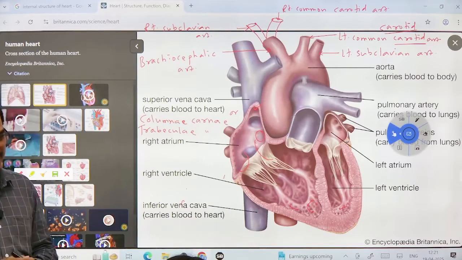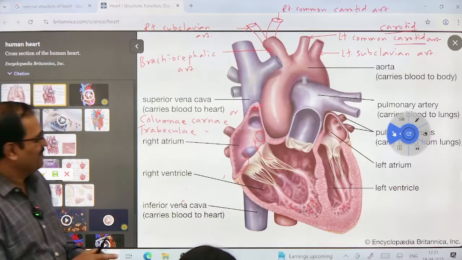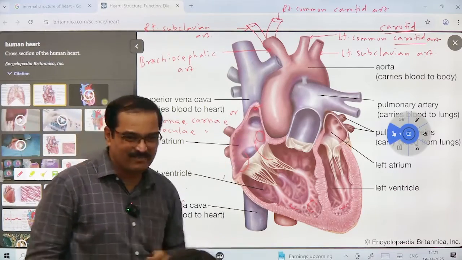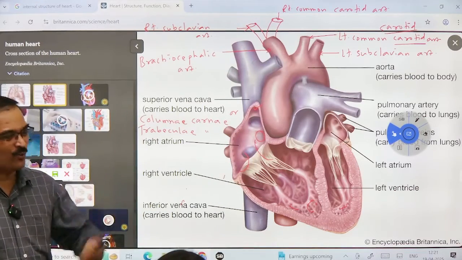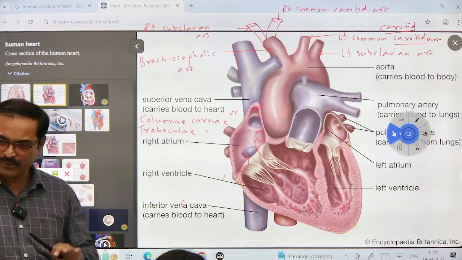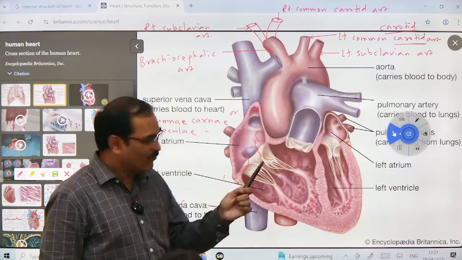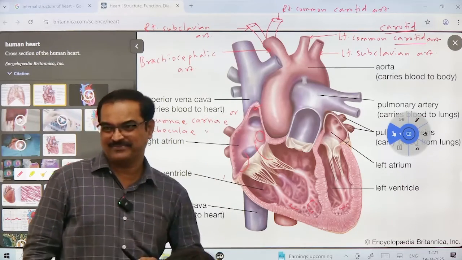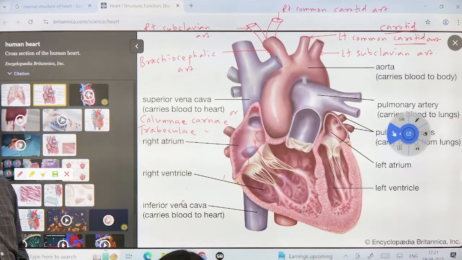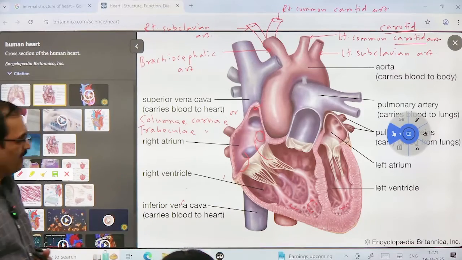Fossa ovalis. See, this is called the interatrial septum. Before birth there was an opening called foramen ovale. During birth it gets closed, and a small depression is formed. This is called the fossa ovalis. So this is nothing but the fossa ovalis, a small depressed area.